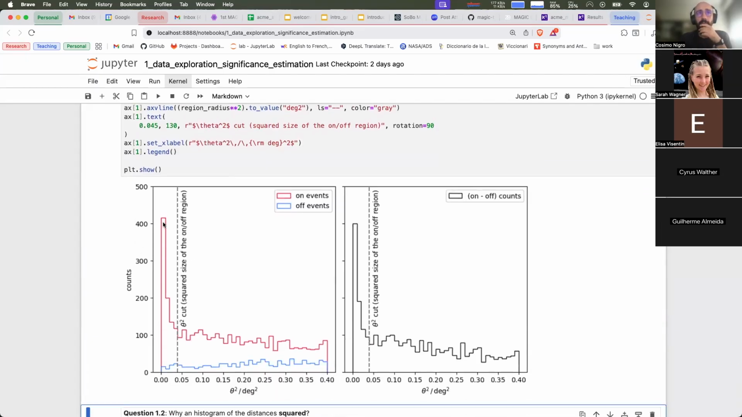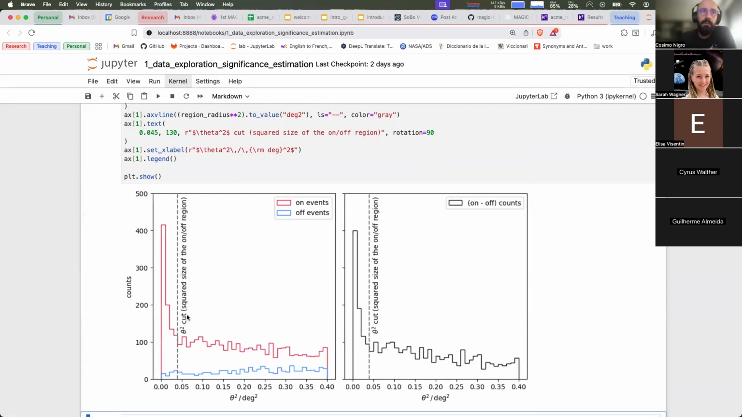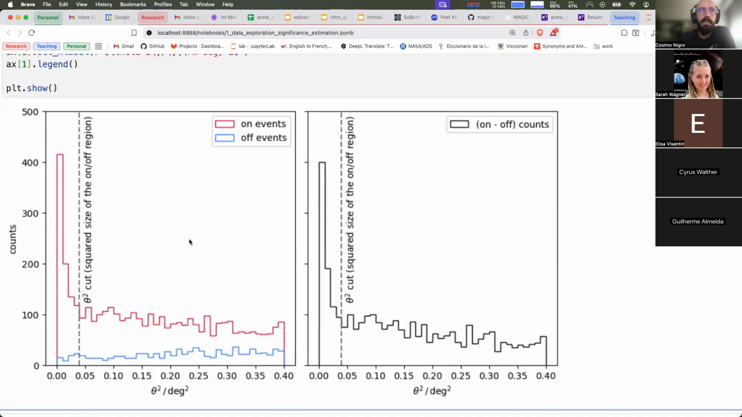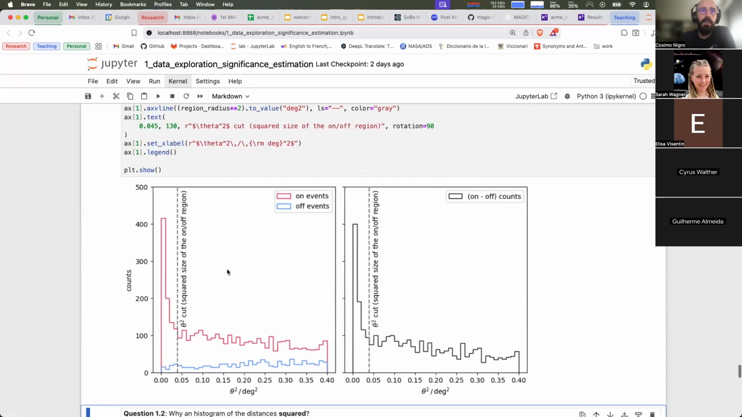Okay, so we see the distances of all the events from the source, basically, since the center of the on region is the source position, and the histogram of all the distances from the center of the background region. I also marked in gray the theta square cut, so basically the size of the on and off region. So why do we have this feature here, where at the center of the on region we have this increase of the events as we go close to the source? What is this showing us?